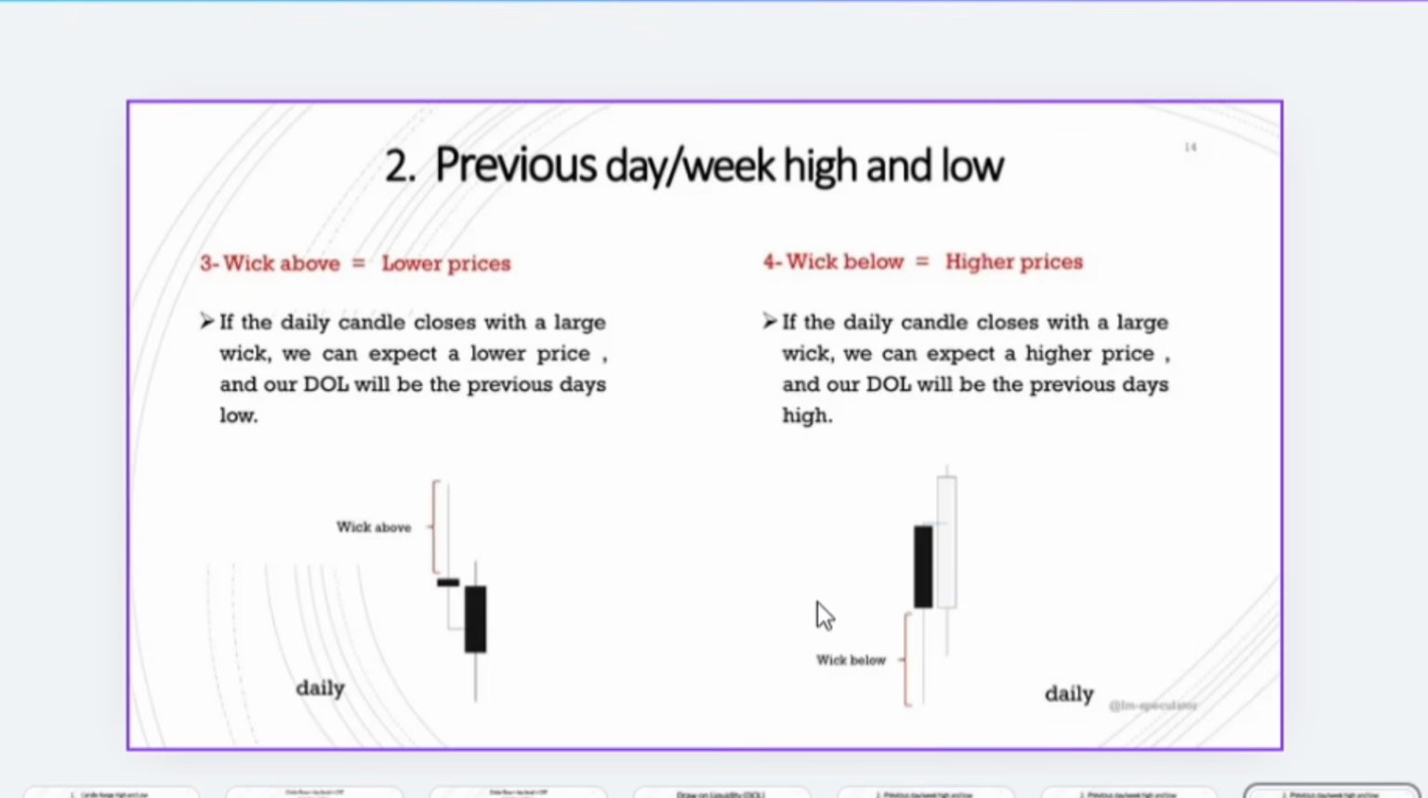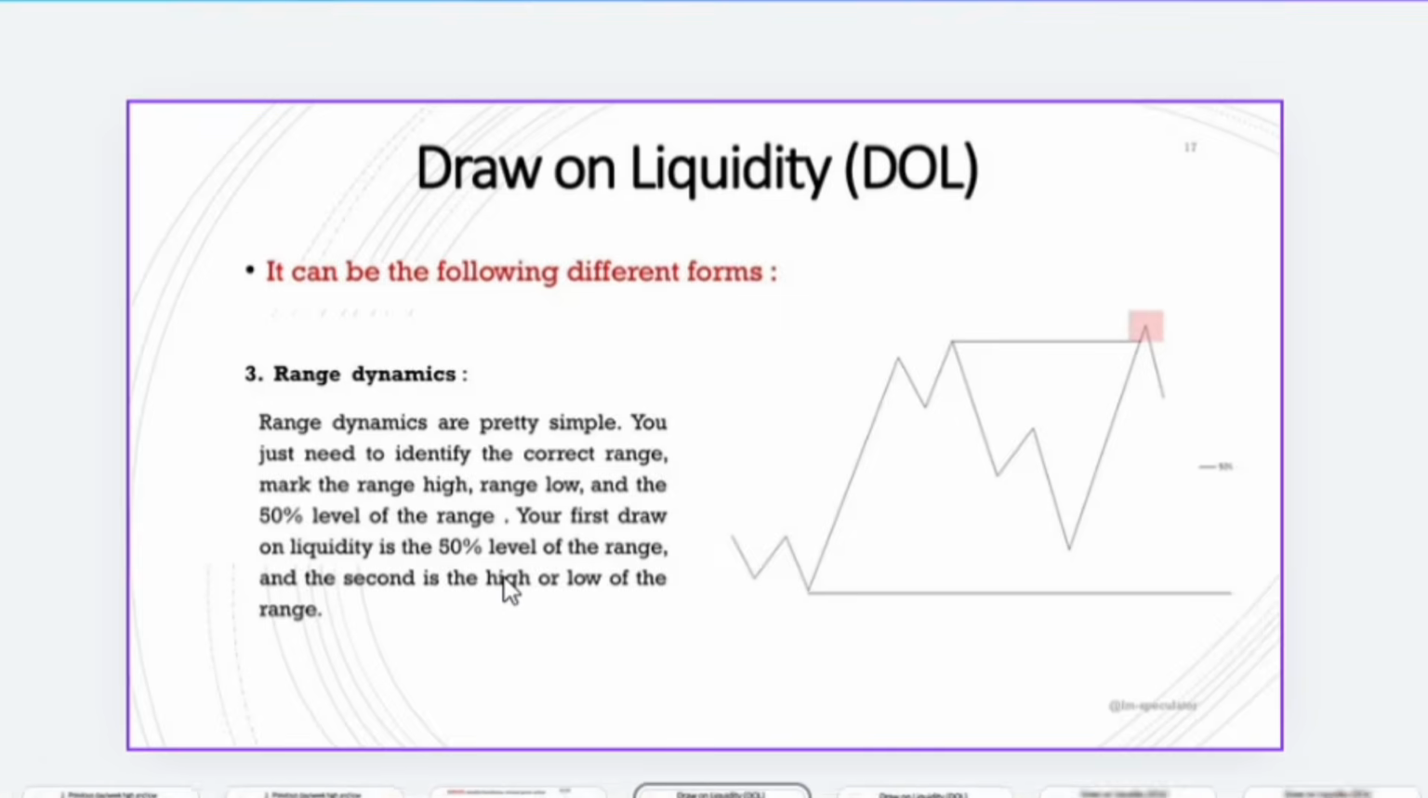Under the previous day high and low, the third one is the wick above, which equals lower prices. I say that if the daily candle closes with a large wick, we can expect a lower price, and our draw on liquidity will be the previous day low. This is the candlestick and this is the very large wick, and we can expect a lower price.